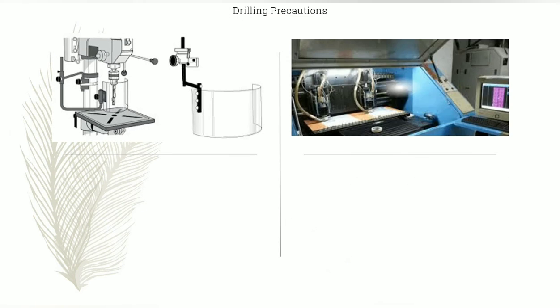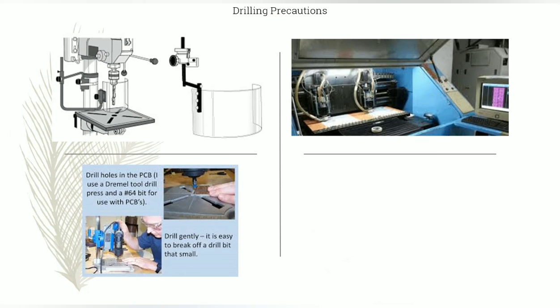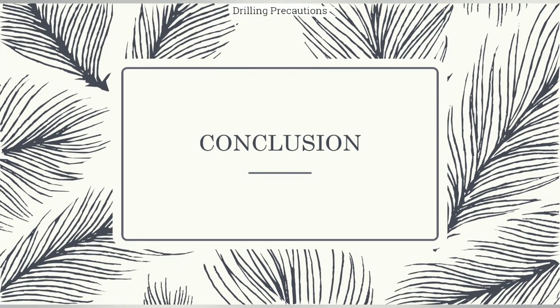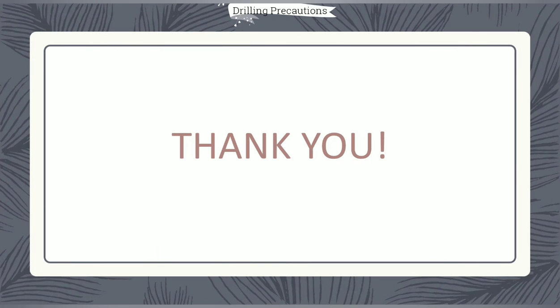I have also attached a few pictures based on our slides on drilling precautions. In conclusion, we should ensure that the PCB is clamped and held securely so that the drill does not spin it around, causing an accident to our hands. Secondly, we should always wear goggles when drilling in case the PCB shatters or pieces are thrown off into the face. That is all from us on drilling precautions.